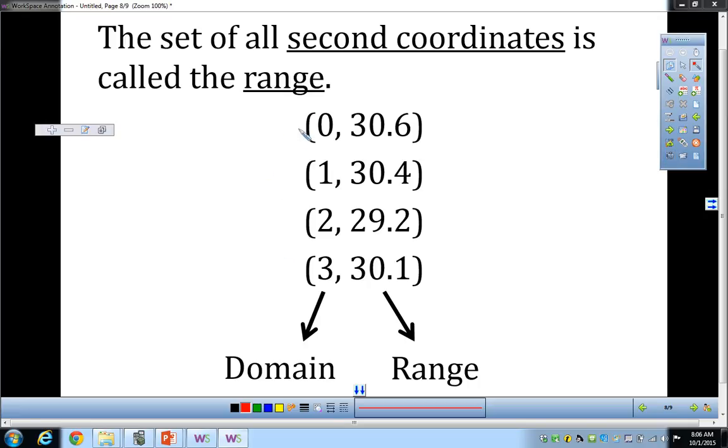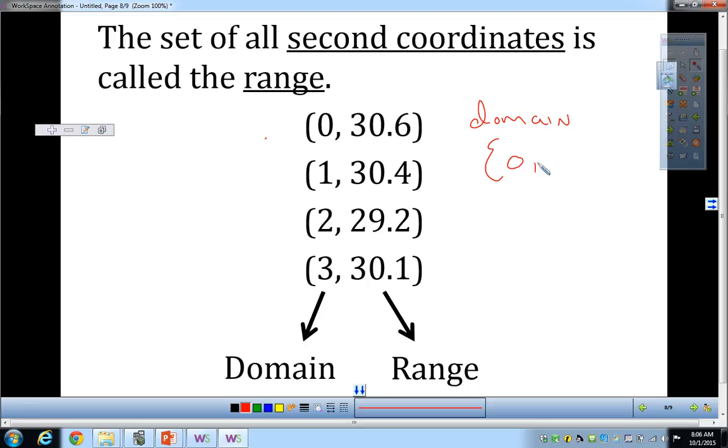So this is the domain. Domain, right, is the set of all the points 0, 1, 2, 3. Okay? And the range are the possible y values, which in this case are 30.6, 30.4, 29.2, and 30.1.